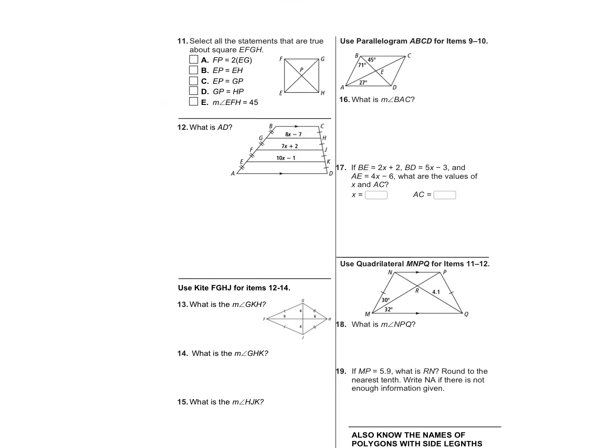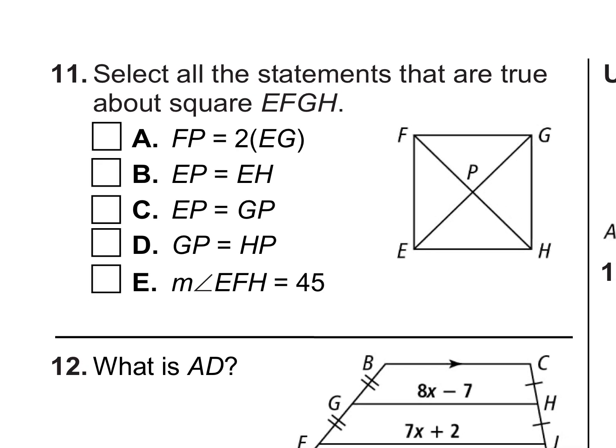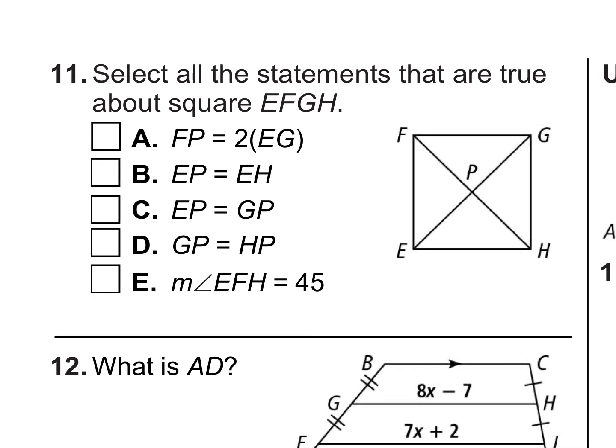Do we use the names of polygons? Yes. Number 11. So it says select all statements that are true about the square. What's nice is they actually give it to you this time. Okay, so going through, is FP congruent to 2EG? What does it mean by 2EG? 2 times, right? So is FP congruent to 2EG? True, false? That's false. Yep.